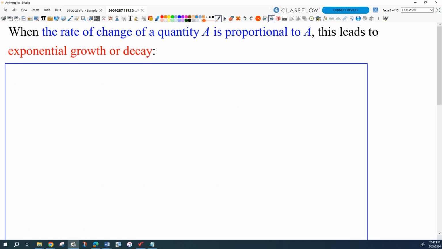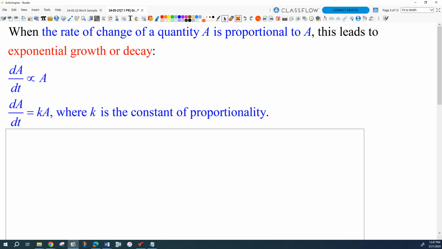When the rate of change of a quantity A is proportional to A, this leads to exponential growth or decay. So first of all, what does that mean? The rate of change of A is proportional to A. One way to say that is like this. This is a proportionality symbol. This says the rate of change of A with respect to t is proportional to A. That's not very useful because you can't do algebra with a proportionality symbol. You can do other things too, but we'd like an equation.